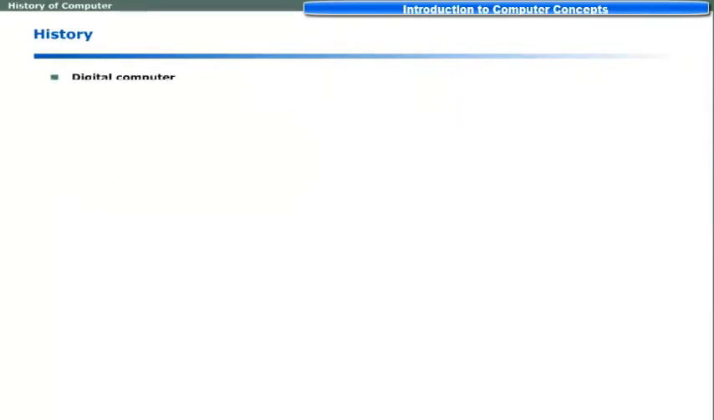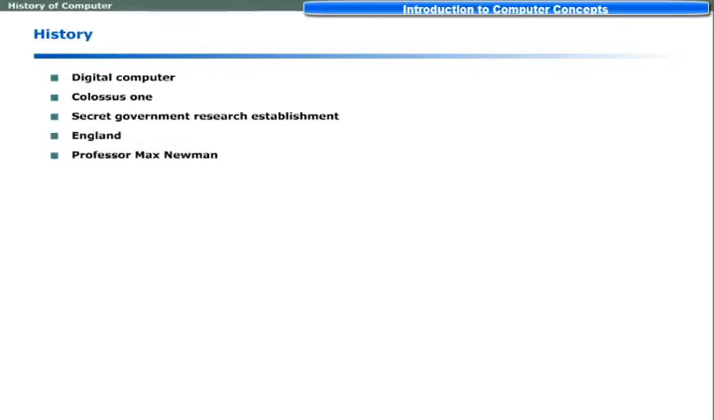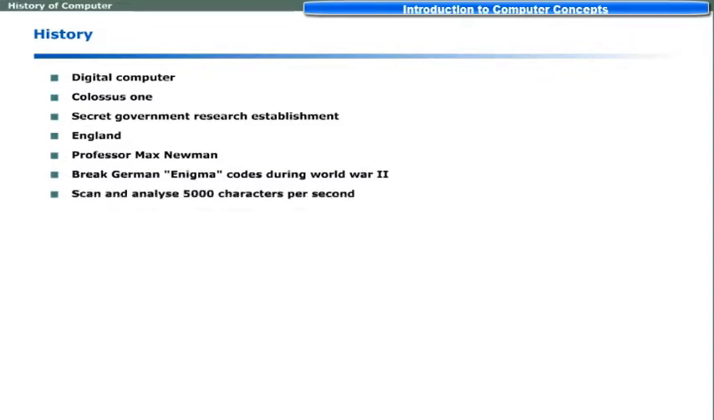Another important digital computer in history was Colossus One. It was built at a secret government research establishment in England under the direction of Professor Max Newman. It was designed to break German Enigma codes during World War II. It could scan and analyze 5,000 characters per second.